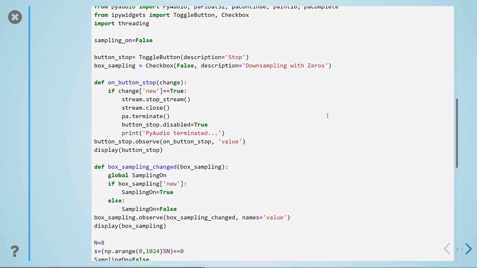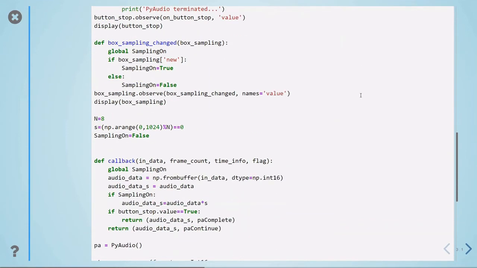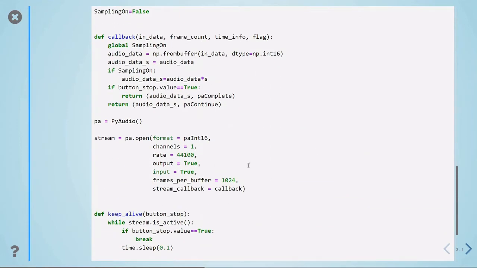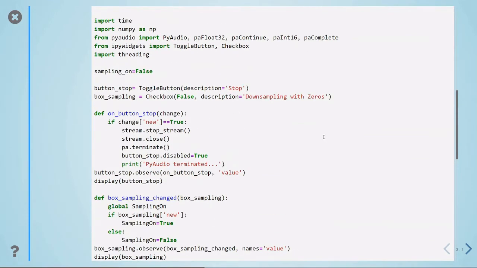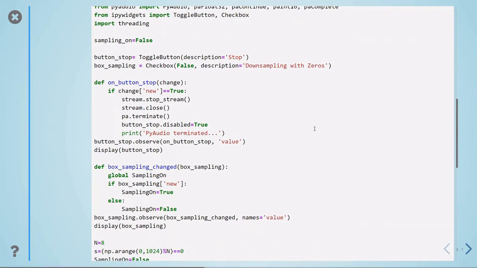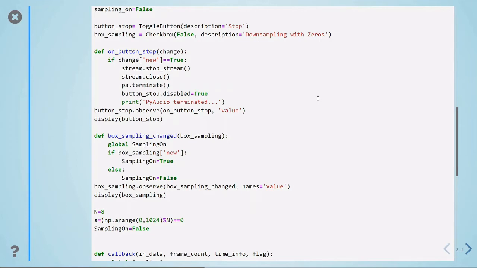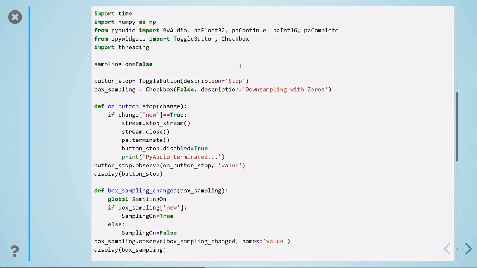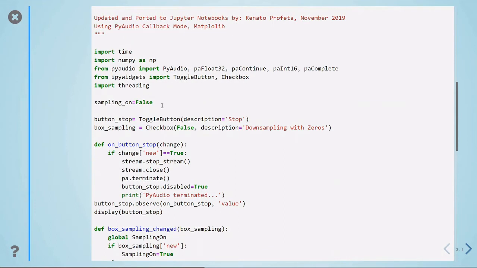When I run the cell, it will automatically start this PyAudio streaming, so I don't need a start button, but I am adding a stop button. When I press this stop button, the stream is going to stop, I will close it and terminate the PyAudio instance, and print that PyAudio is terminated. Here I am defining a sampling flag that is true or false. This will control when we press the sampling checkbox, which turns on downsampling with zeros.